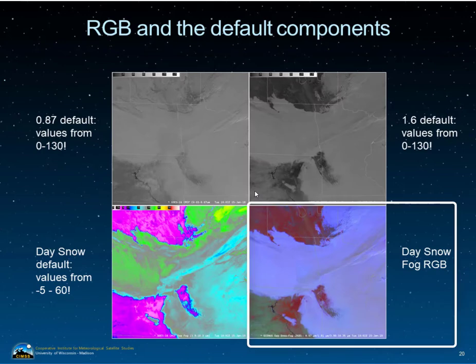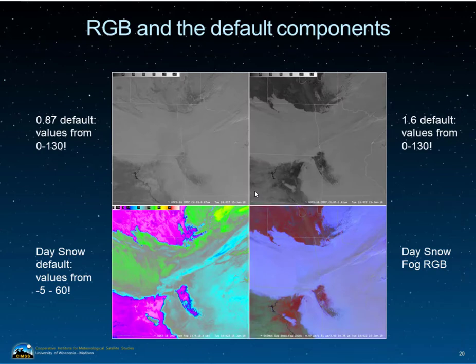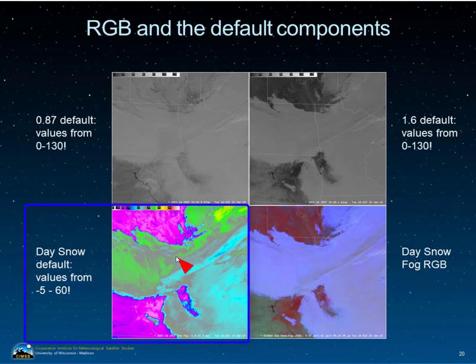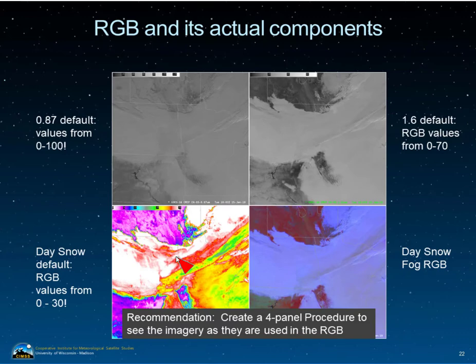Here's the RGB in the bottom right with the default components in the other three squares of this 4-panel. And I've loaded them with the default values. So the 0.87, the red, is loaded with default values from 0 to 130, so is the green, and the day snow is loaded with values from -5 to +60. If you're going to load up the components of the RGB in a procedure as a 4-panel, you might as well load up the imagery as it's used in RGBs.